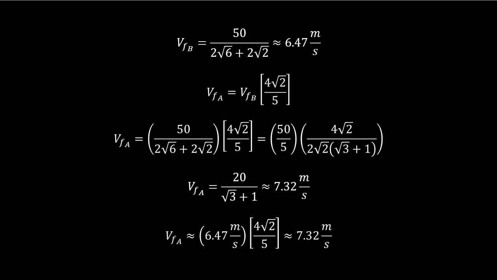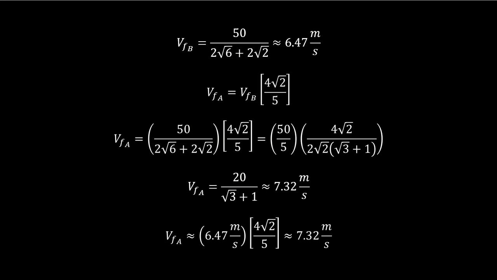Well, we just solved for the final velocity of B. When we were solving the change in momentum in the y direction condition, we found an equation that sets VF of A equal to VF of B times some ratio. Well, if we plug in the exact value for VF of B, the final velocity of A equals 50 divided by the sum of 2 square root of 6 plus 2 square root of 2, all multiplied by the ratio of 4 square root of 2 divided by 5.